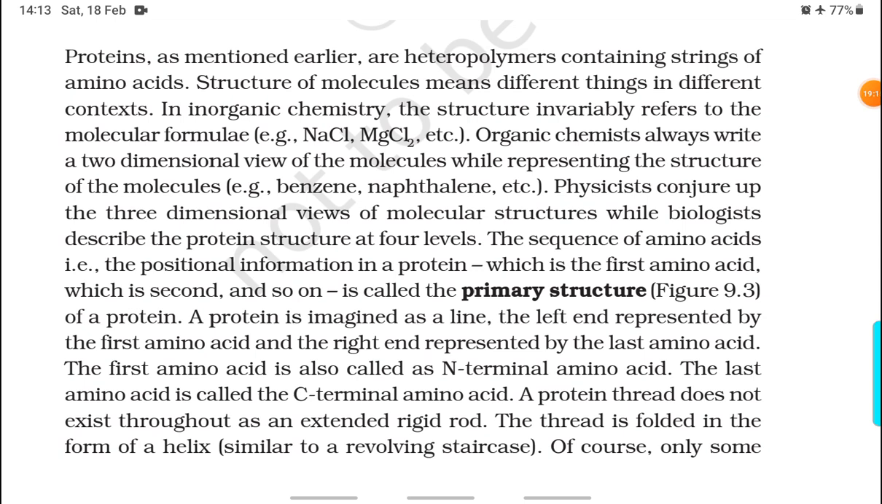A protein is imagined as a line, the left end represented by the first amino acid and the right end represented by the last amino acid. The first amino acid is called the N-terminal amino acid. The last amino acid is called the C-terminal amino acid.